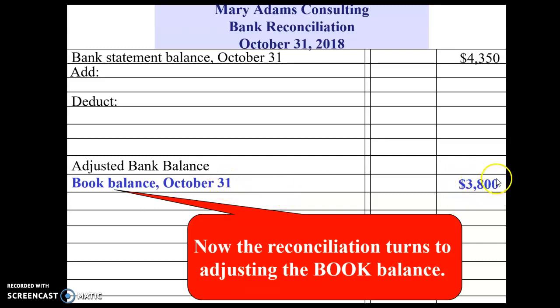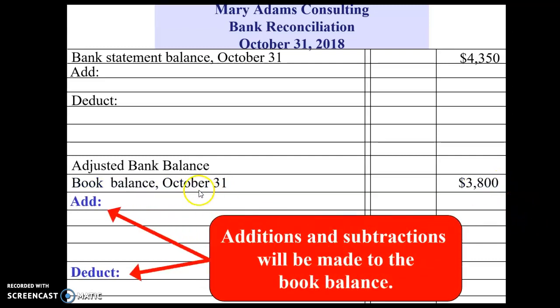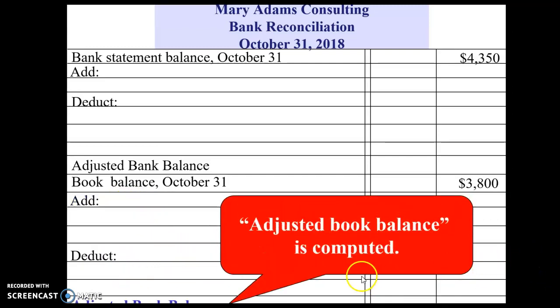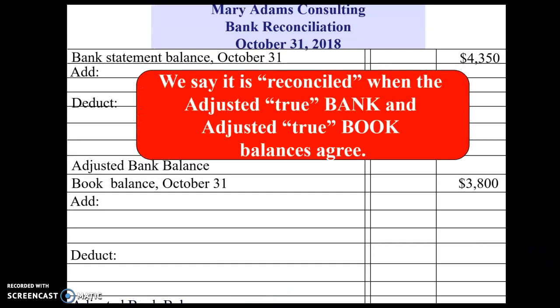Now, we were told that that was, in this case, $3,800. Then we're going to have some things that we're going to add that our books didn't have, and some things our books didn't have that we need to subtract. And then we'll get down to an adjusted book balance. And that's our true cash balance for the books. And of course, that should equal the true cash balance of the bank. And when that is correct, then we say our bank statement or the cash account is reconciled.